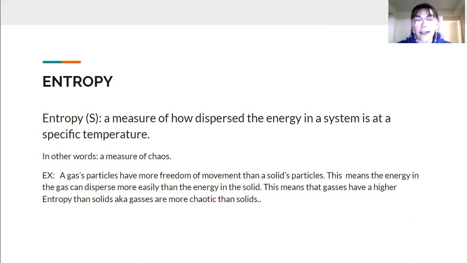In other words, gases are more chaotic than solids, because in a gas, the energy is free to move about, to disperse, so it is more chaotic, has a higher entropy. But a solid has its particles tightly packed together, which means that we don't have a lot of dispersion of that energy, and we have a low chaos level or entropy.